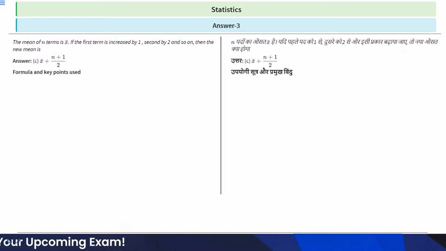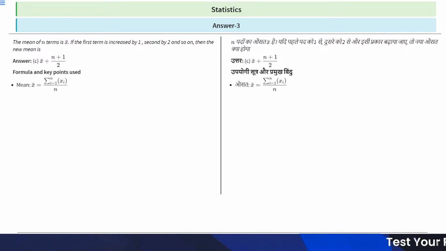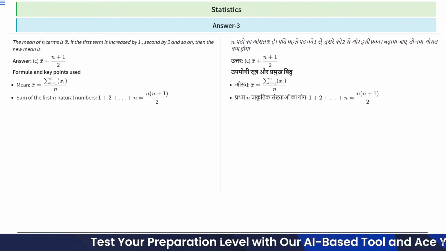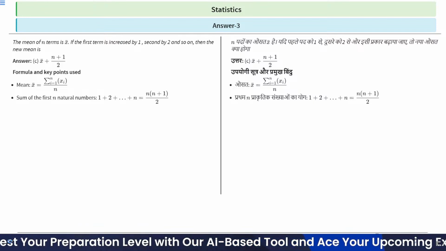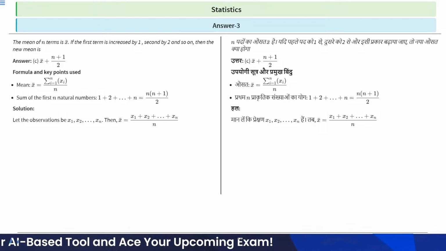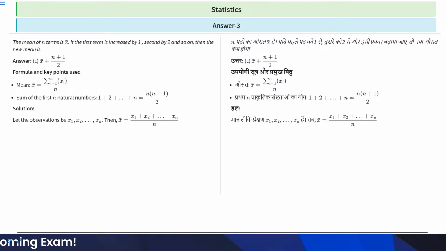See, the formula and key points we'll use in this question are: mean x bar is equal to summation of i equal to 1 to n xi upon n. The sum of the first n natural numbers, 1 plus 2 plus 3 till n, is equal to n into n plus 1 by 2. So let us move to the solution. Let the observations be x1, x2 till xn. Then x bar is equal to x1 plus x2 till xn upon n.